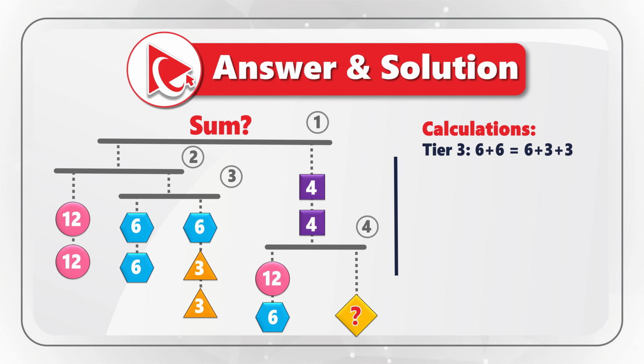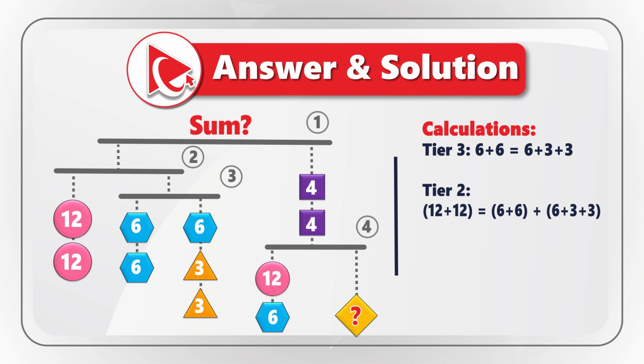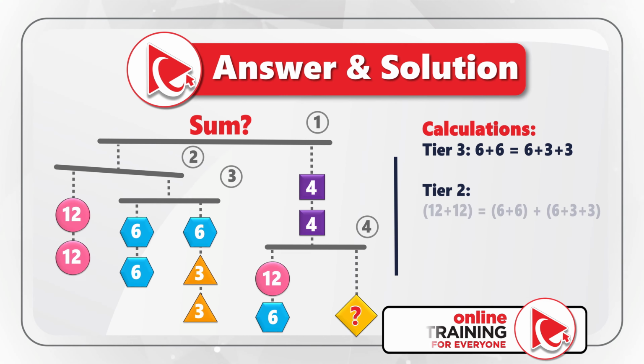Now let's look closely at Tier 2. On the left of Tier 2, we have two circles. Each circle has a value of 12. Two circles would equal 24. On the left of Tier 2, we have two circles with total value of 24, and the entire Tier 3, which also equals 24. This is what keeps Tier 2 in balance.